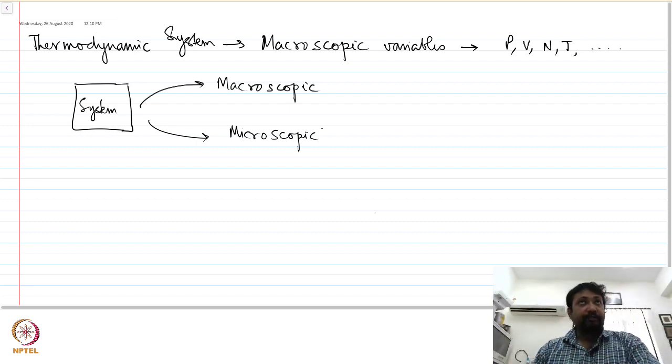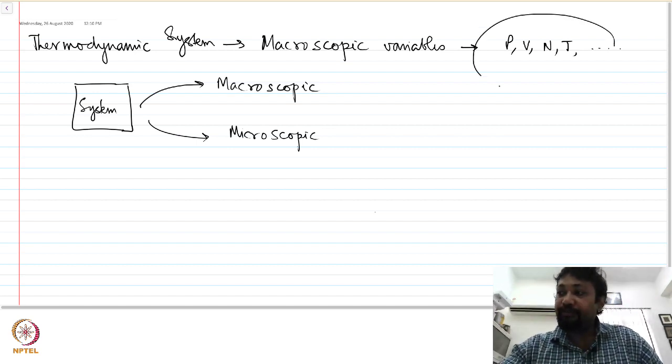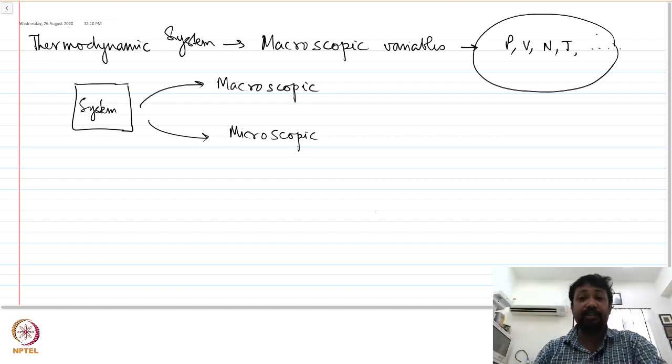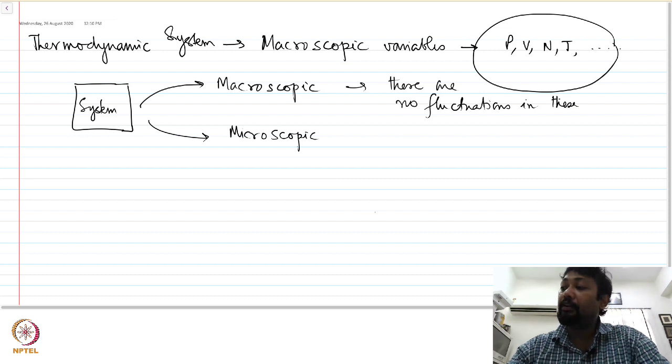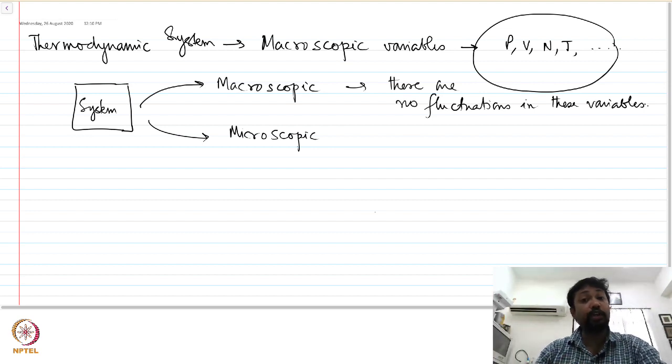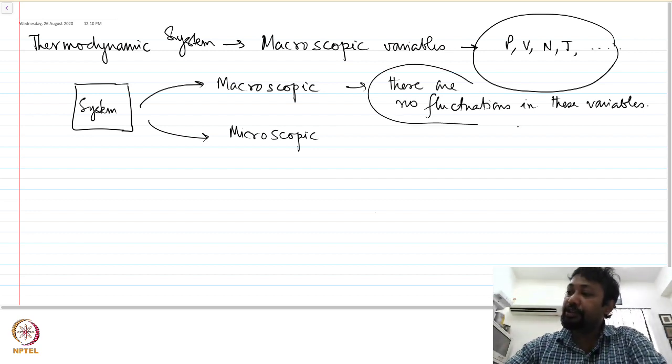A macroscopic perspective, as we just defined, is essentially looking at the system as a whole, but not zooming into the system. Now, all these macroscopic variables that we have written down over here have a very interesting characteristic, in the sense that there are no fluctuations in the system, in these parameters, or in these variables. This is not really true, but thermodynamics chooses to ignore these fluctuations, and therefore the kind of questions and answers you can get from thermodynamics is also limited. We'll get there in time. So there are no fluctuations in these variables.